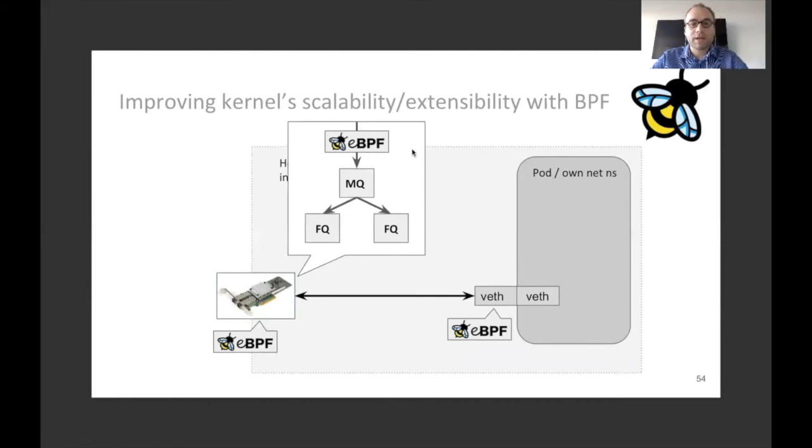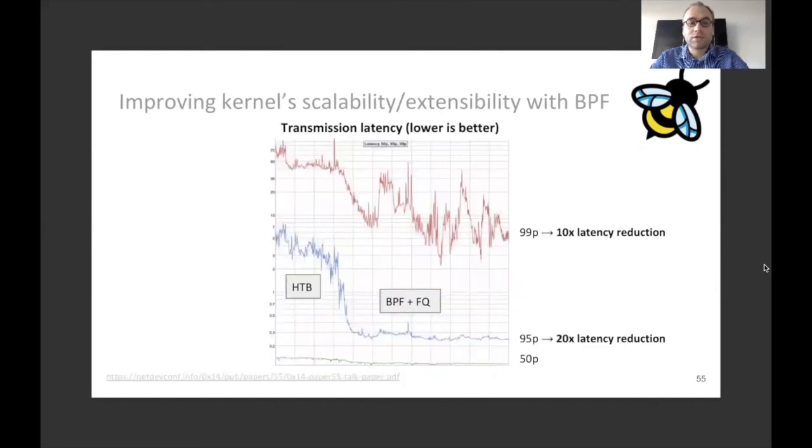You have the BPF program, it does the classification and the setting of the timestamp, it goes to the multi-queue, and then you have FQ leaf QDiscs, and then it gets sent to the wire. And with that, if you compare that to the traditional approach, which would be the hierarchical token bucket, which cannot be implemented lockless on multi-queue devices, you can see if you switch here to the BPF and FQ QDisc combination, then for the 99th percentile, you get a 10x latency transmission reduction, and 95th percentile, you get up to 20x latency reduction, which is really cool.